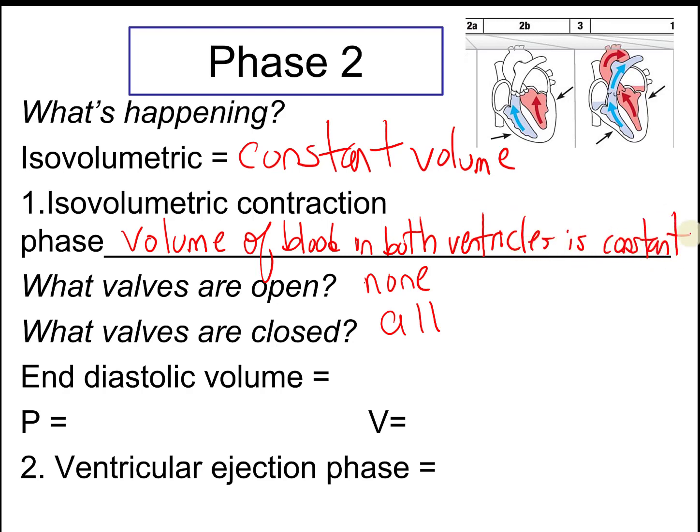Okay, now the reason it's constant is it's not going anywhere. All the valves are closed. I'm just steering a little bit away from saying that the volumes are the same, because the volumes in both ventricles are pretty close, but they're not exactly the same. But in this case, they are constant.